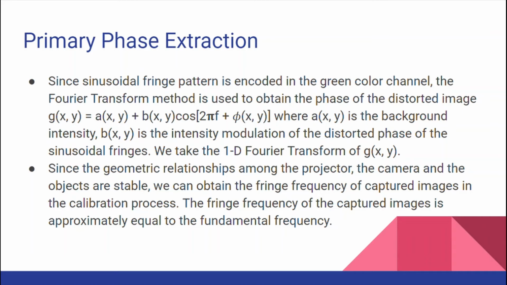The value of f is determined in the calibration process itself. Since we assume that the geometric relationships between the projector and the camera are stable, while we are taking the picture the entire setup is stationary. So with this, we assume that the frequency, the f value, remains the same, and thus it's predetermined. That's what we use in order to shift it back to zero frequency, and whatever is left, that is the phi.